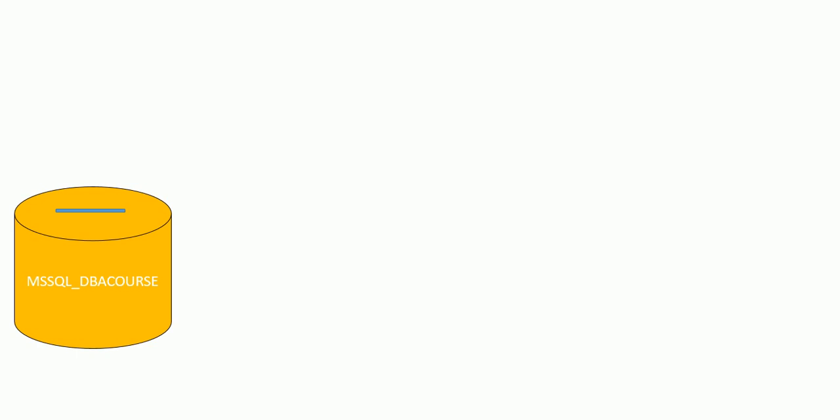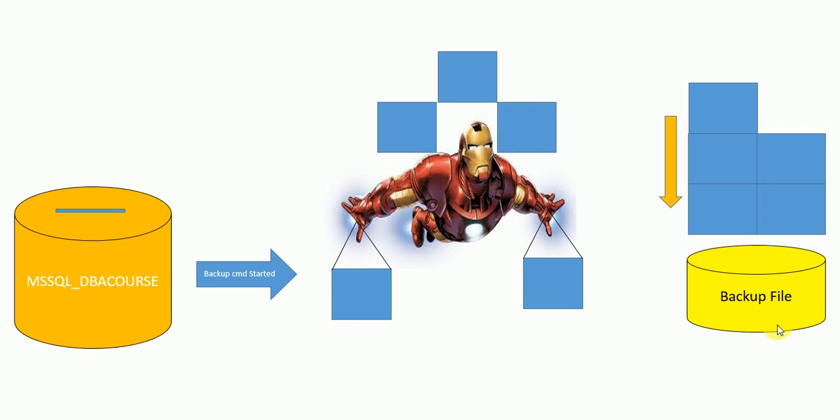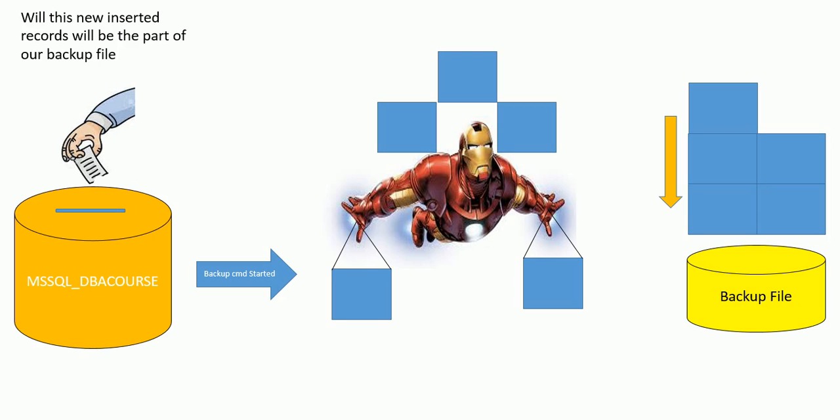Consider we have a database called MSSQL DBACourse. Now we are taking the backup of this database. As the backup is going on, an internal process collects all the pages of the MSSQL DBACourse database and starts putting them in the backup file. These pages will be compressed in the backup file. Now as this process is going on, a user starts inserting a couple of records in MSSQL DBACourse. So my question is, will these newly inserted records be part of our backup file?